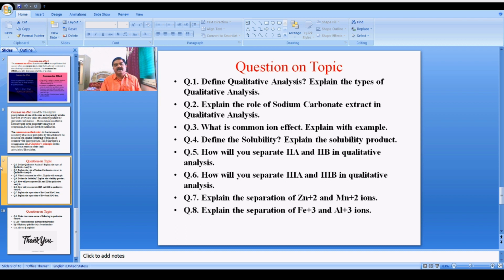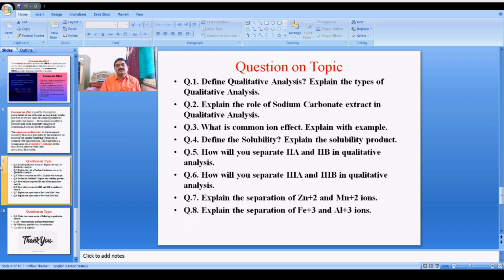So the question can be asked, how will you separate the third A and third B in qualitative analysis? For the separation of this group, you know very well OS. OS means original solution, or salt plus dilute HCl, and the further addition of the reagents which are given in the chart.